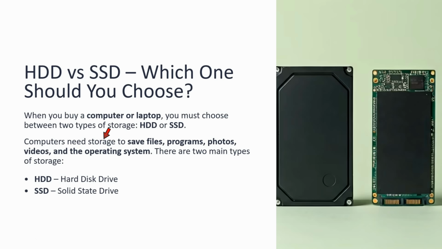There are two main types of storage. The first one is HDD, which is nothing but a hard disk drive. The second one is SSD, which is nothing but a solid state drive.